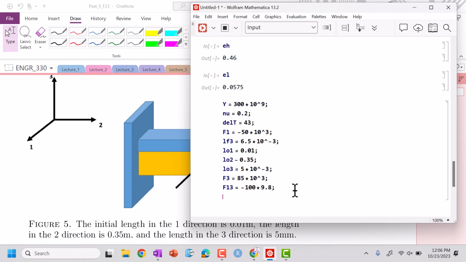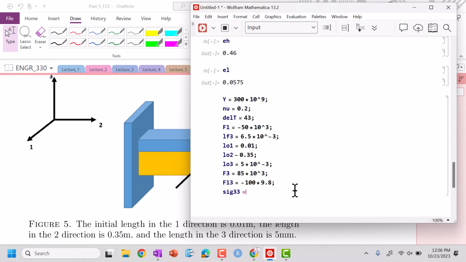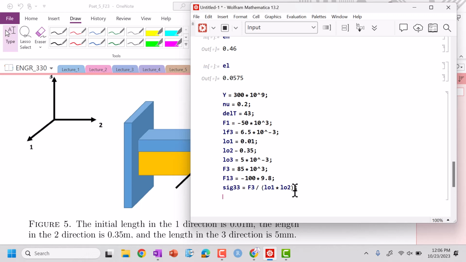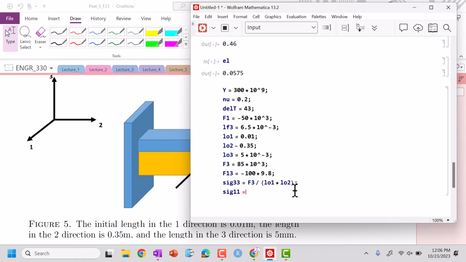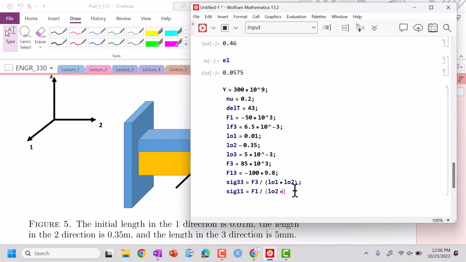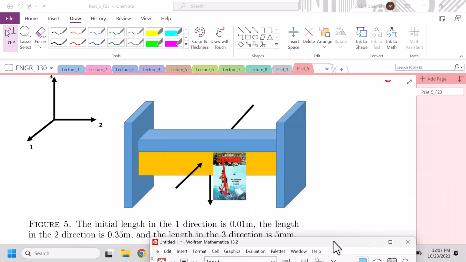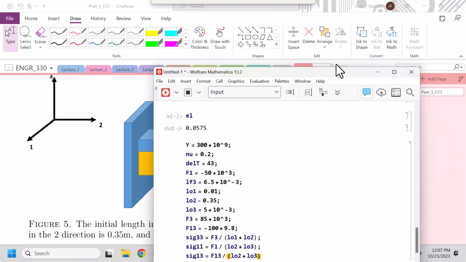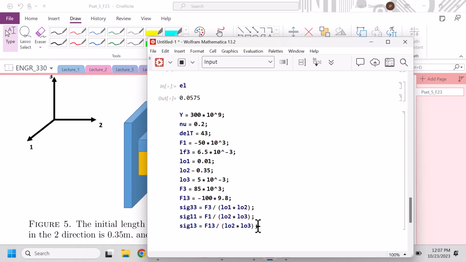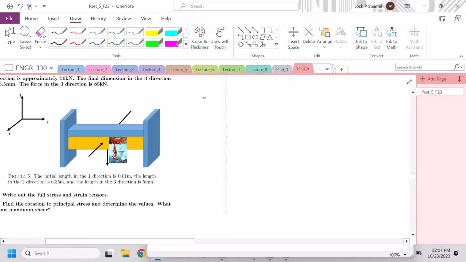So we can start to calculate some of these values. Sigma 3,3 is equal to F3 divided by L01 times L02. Sigma 1,1 is equal to F1 divided by L02 times L03. And sigma 1,3 is equal to F13 divided by, let's see, it's acting on L naught 2 times L naught 3. If we look at that here, that's the area that it's acting on. Perfect. Fantastic. So let's start to draw out our stress and strain tensors.